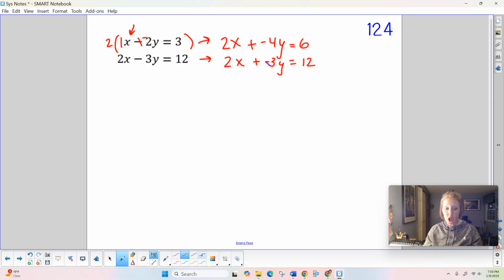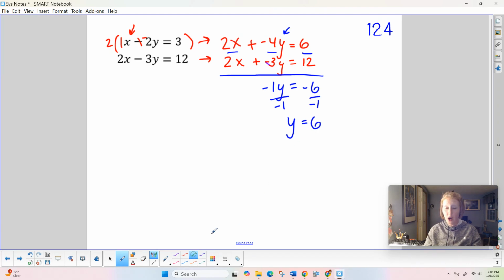Now, because my matches are the same, I am going to subtract. That match tells me what I'm going to do. So 2x minus 2x is 0. That goes away. Now when I focus on my y's, my negative 4y minus a negative 3y is going to give me a negative 1y. Then I finish out with my numbers. 6 minus 12 is negative 6. I now have this cute little baby problem to solve, so I can finish that. Divide negative 1 on both sides, and I get y equals 6.